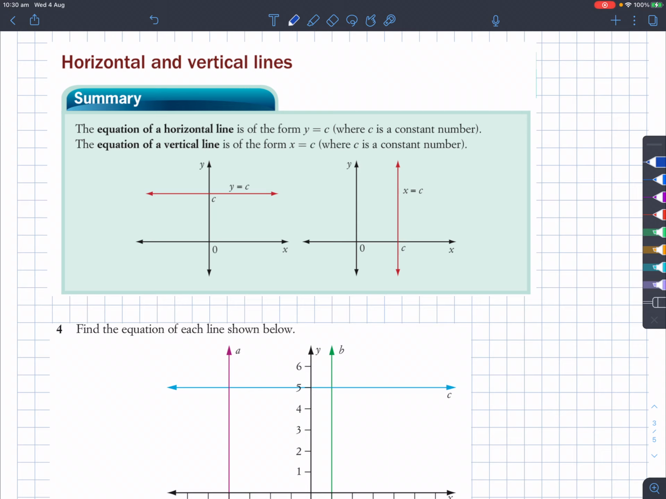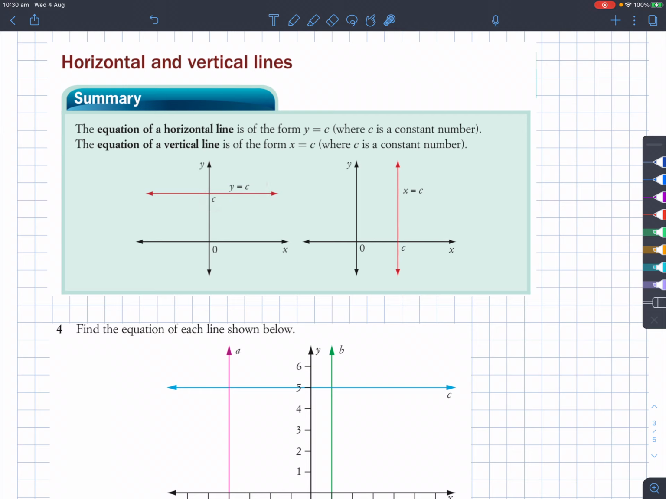Okay. The next concept we're looking at is horizontal and vertical lines. Again, something we explored last year. Now, the equation of a horizontal line, so this line here, is a line that has all the same y values, so the same height above the x-axis, basically. Okay, where the y value in this case is c. So we call it y equals c.